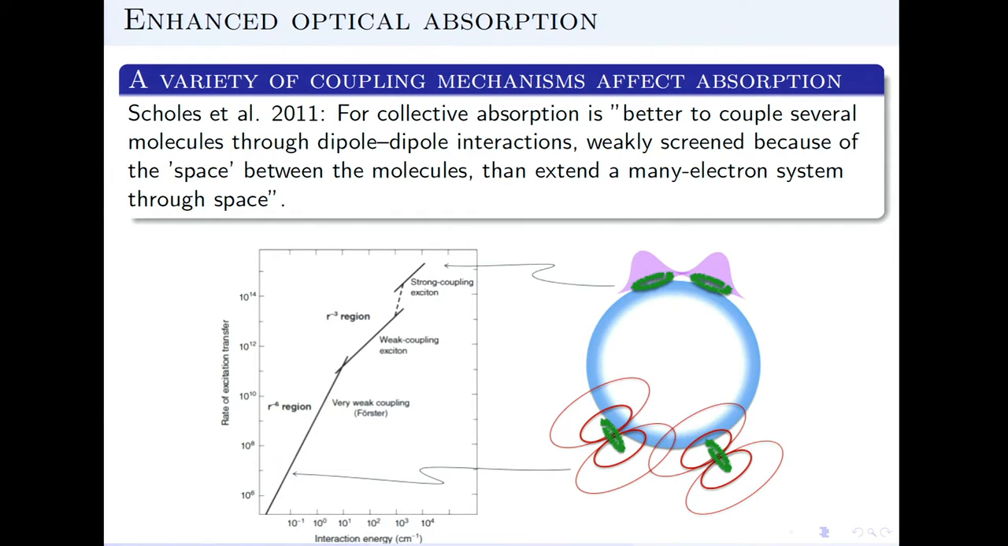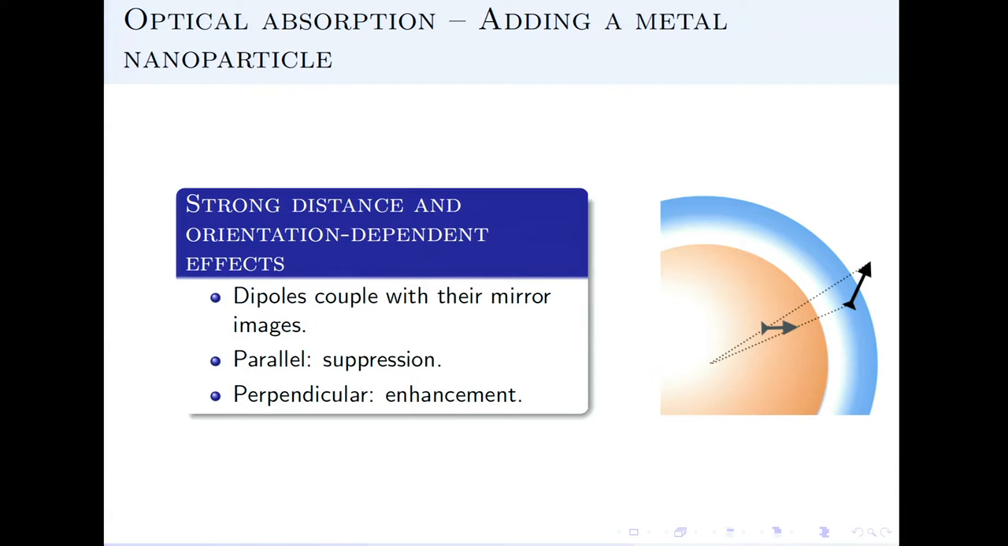One interesting thing about the two possibilities here, which are differentiated in terms of the distance between chromophores, or the distance between nearest neighbors, is something that Greg Scholes mentioned in one of his papers. He noted that for photosynthesis, in order to have collective absorption, it's better to couple several molecules through weak dipole-dipole interactions that are weakly screened, because the space between the molecules then extends a many-electron system through space. You don't want to have pi-conjugated bonds that make that ring. What you want is to have chromophores that self-assemble in order to get the right optical absorption. That's one quote that stimulated our attention.